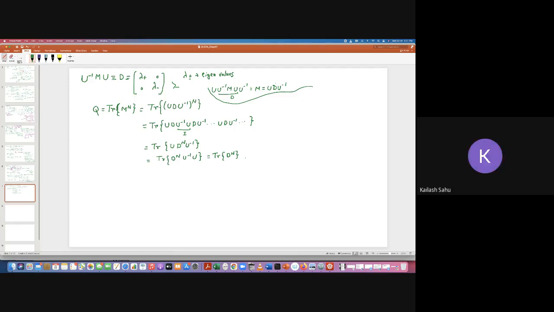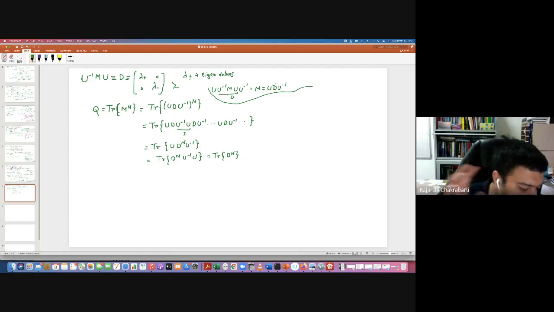Yes, sir. Not the trace, the diagonal elements will be the eigenvalues. This is fine. And you have to take a trace of the diagonal. In order to calculate the Q, you have to calculate the trace of that diagonal matrix, which basically means the sum over eigenvalues.